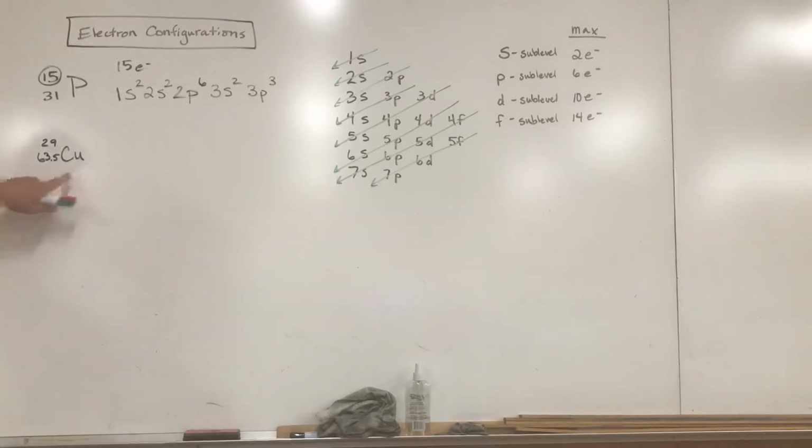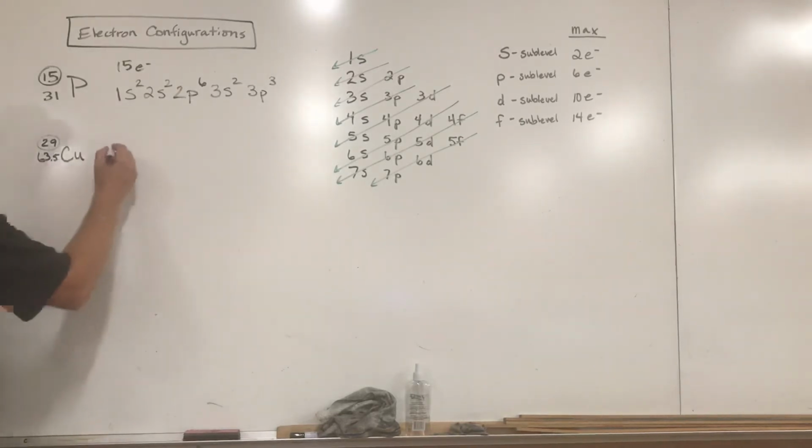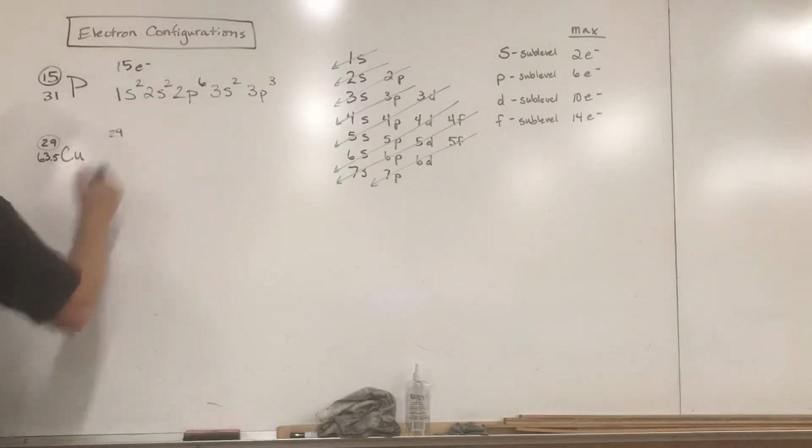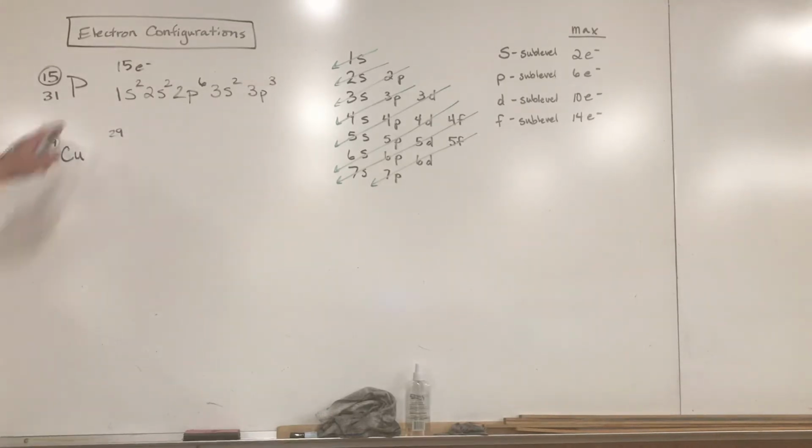Now let's take a look at copper. I want to compare these. Okay, copper, here's the mass. We don't care about that. That's the number of electrons. That's the atomic number. I got 29 of them. Okay, let's start the exact same way. It's going to look just like phosphorus, but it's going to end differently.